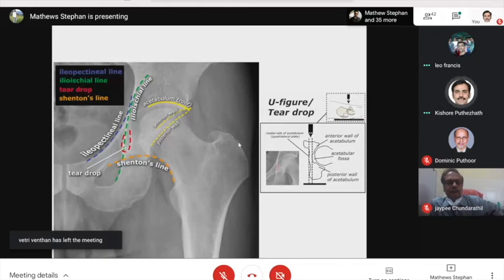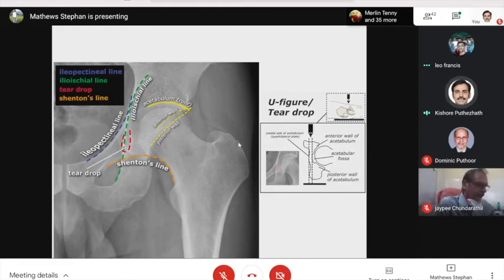Similarly, on another occasion, you concentrate on the ilioischial line. You concentrate on the iliopectineal line. Only if you repeatedly try to visualize these lines in the X-rays will you remember them, otherwise all these things will be lost. It is very difficult to remember all these things. So that is the only thing I have to add.